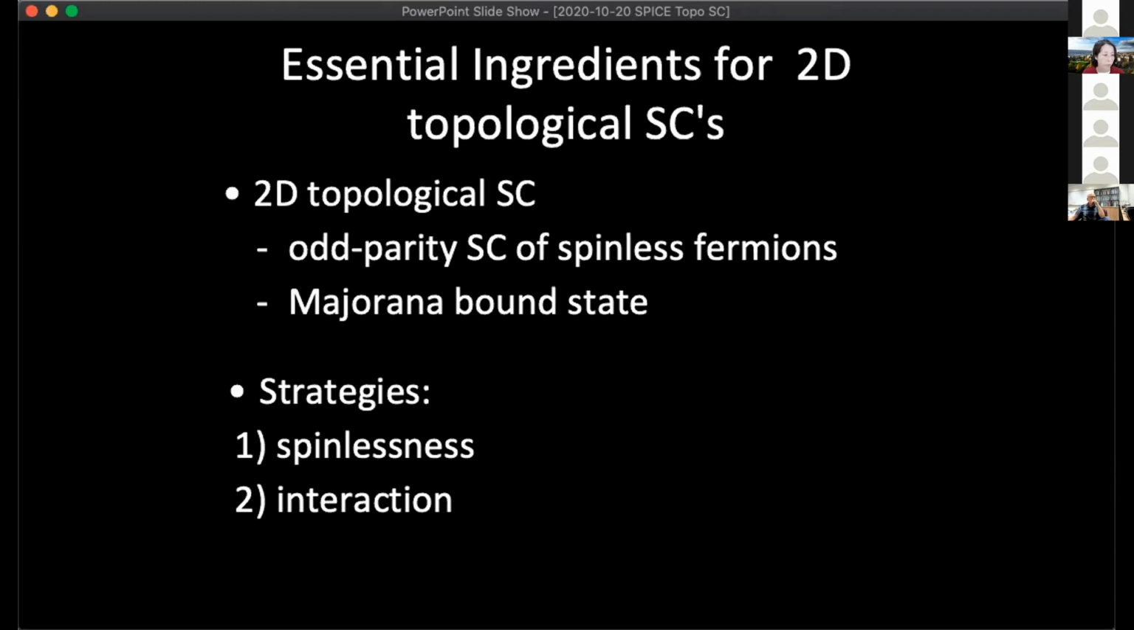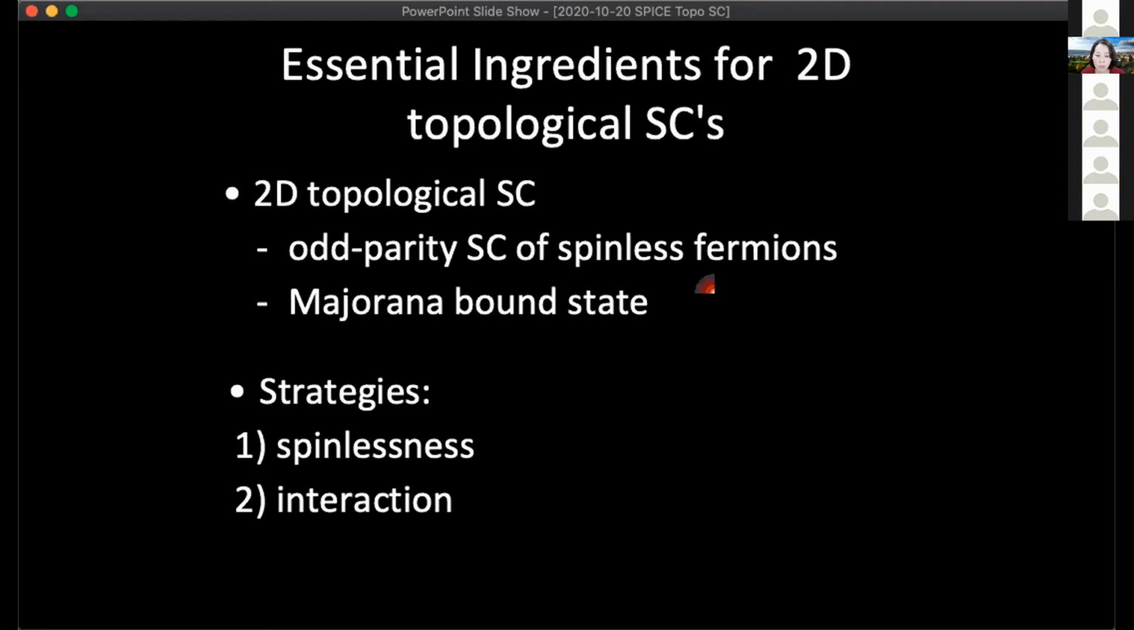We want to have, let's see if I can get the pointer. Okay. So we need, first of all, an odd-parity superconductor, and such an odd-parity superconductor of spinless fermions. And if you can accomplish that, you're expected, under conditions such as having vortices or edges, to have Majorana bound states.